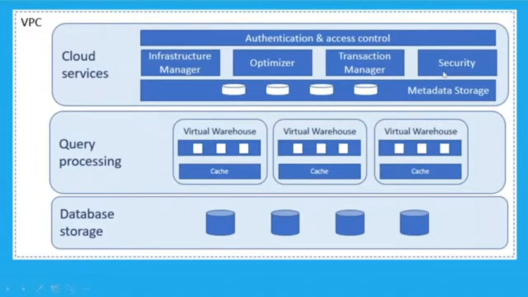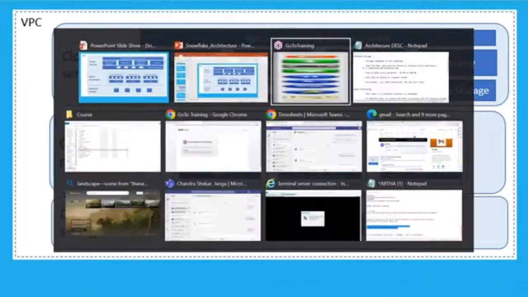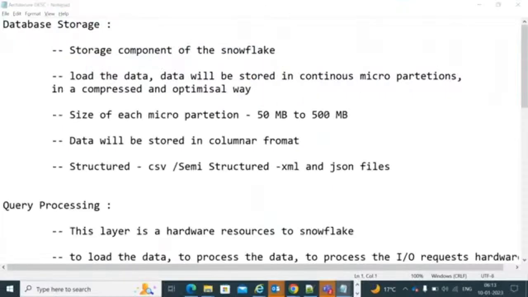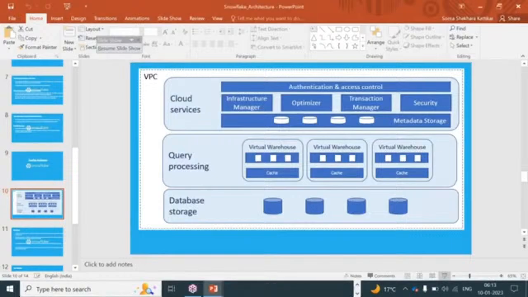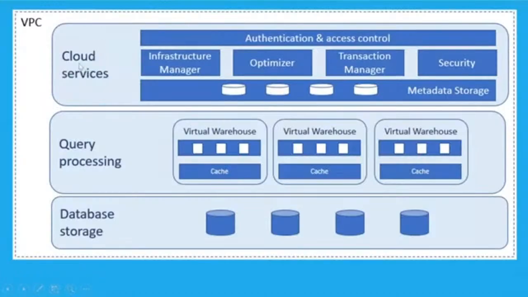Guys, we have three layers in Snowflake architecture. One is the cloud services layer. Another one is the query processing layer. The third one is the database storage layer.